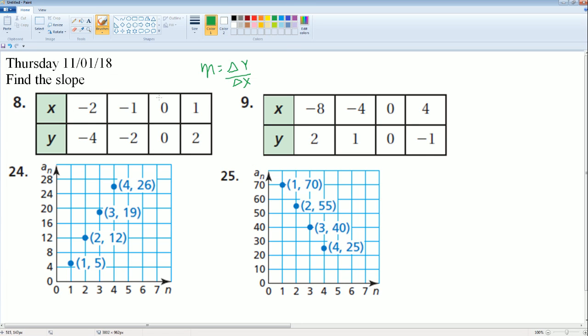Let's look at the first one. Let's grab paint here. So we go from here to here. This is x, so this is going to be my delta x. How do you go from -2 to -1? You add 1. How do you go from -1 to 0? You add 1. How do you go from 0 to 1? You add 1. This is the change of x. So we would say that delta x is equal to 1.